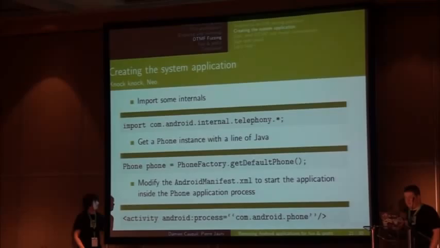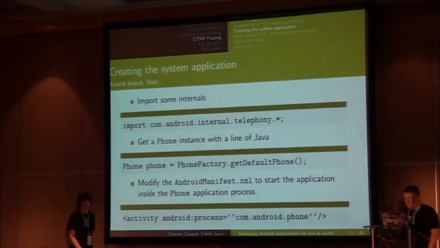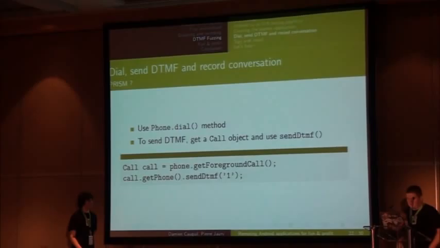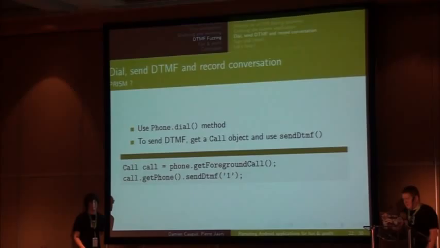So first of all, we have to create a system application. We need to import in Java a lot of classes, and especially com.android.internal.telephony.*, because we need some classes like the Phone class and the PhoneFactory class. With just one line of Java, we will be able to retrieve a phone instance. We also need to modify the AndroidManifest.xml file in order to make the application run in the phone process. If we don't do this, we will not be able to get access to the phone.